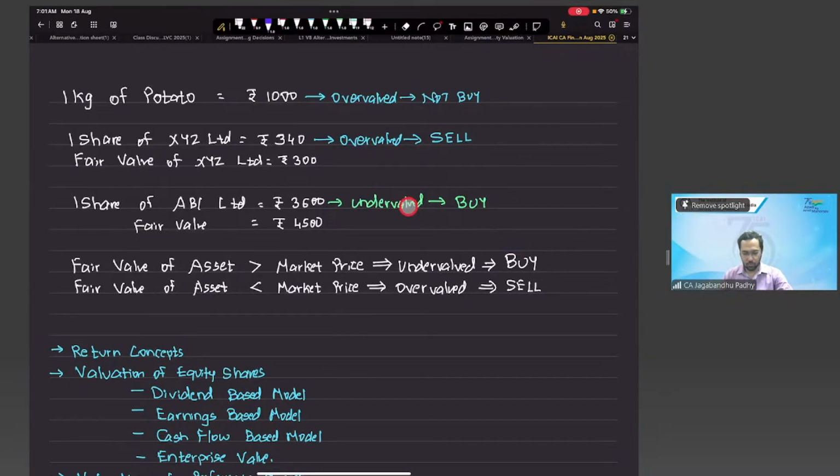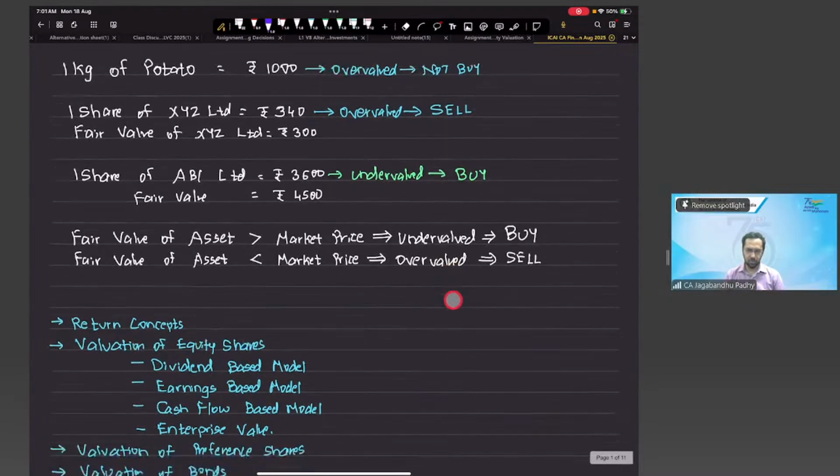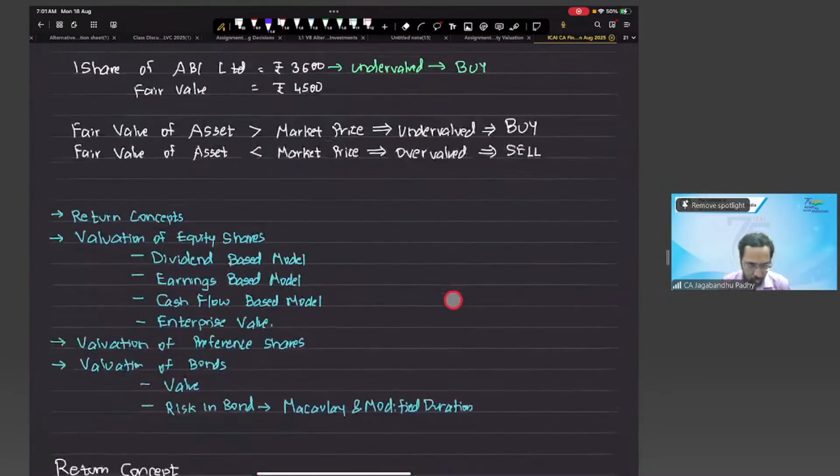So when you want to look at whether a security is overvalued or undervalued, the decision was that we will be buying if a security is undervalued, whereas if a particular security is overvalued, our action is supposed to be to sell it, right?